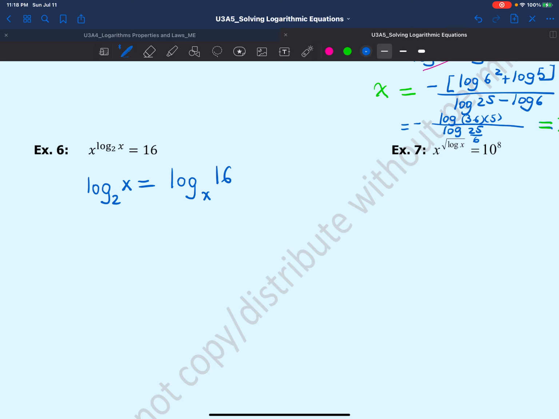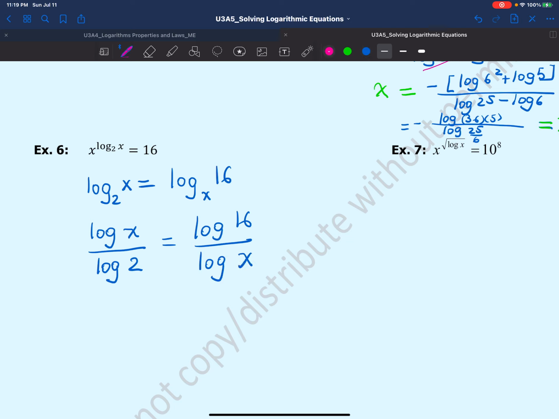So we have kind of a mixture of terms in here. So what we're going to do is, you see that we have x appearing in both of them. I'm going to do a change of base formula. And I wanted to think about it. What would be a good common base to use in this case? So I'll rewrite this as log of x over log of 2, one thing at a time, equals log 16 over log of x.